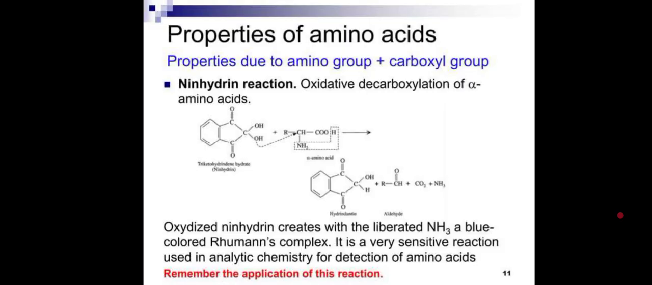We also have the ninhydrin reaction. This is an oxidative decarboxylation reaction. It is also sensitive for the detection of amino acids, just like Sanger's reaction.